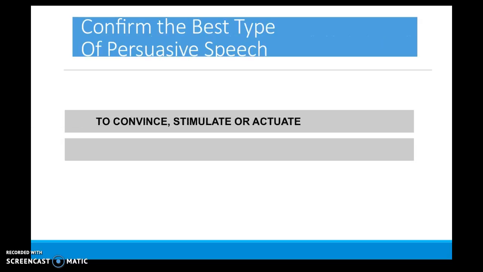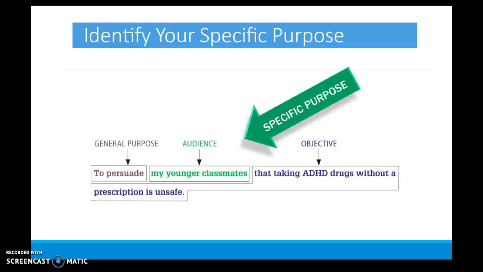So then you can ask yourself, what kind of response do you want from your audience? Are you trying to convince, stimulate, or actuate? Also, who is the target audience? This is the primary group of people you are aiming to appeal to. So then you want to identify your specific purpose. This is your single statement that combines your general purpose, your specific audience, and your objective.